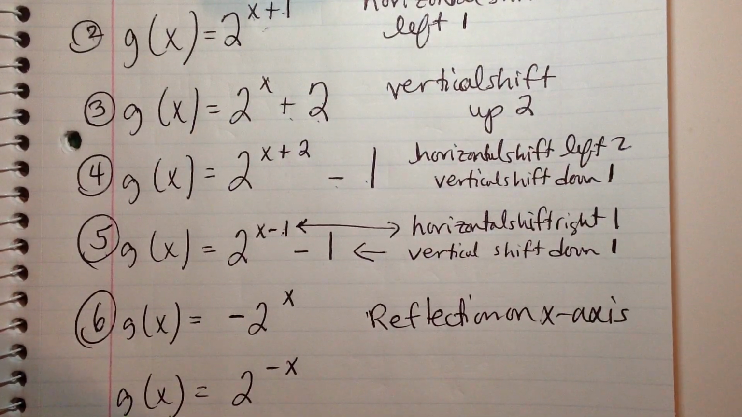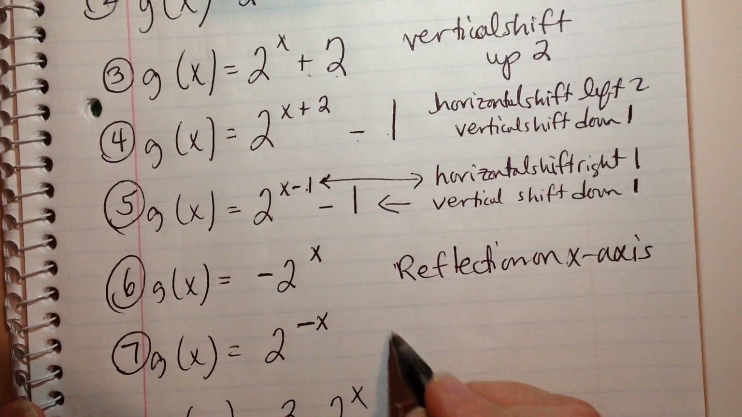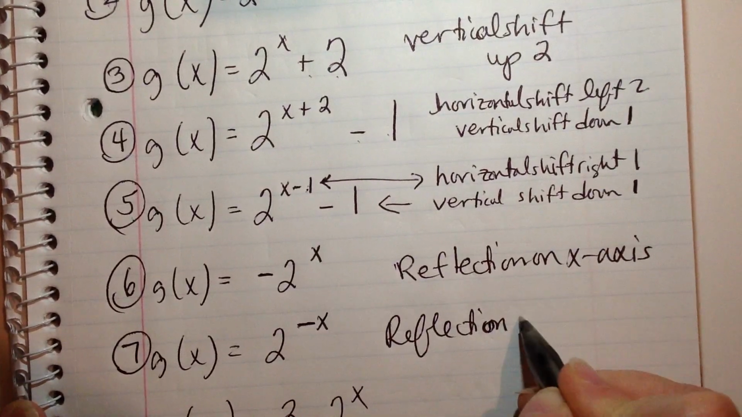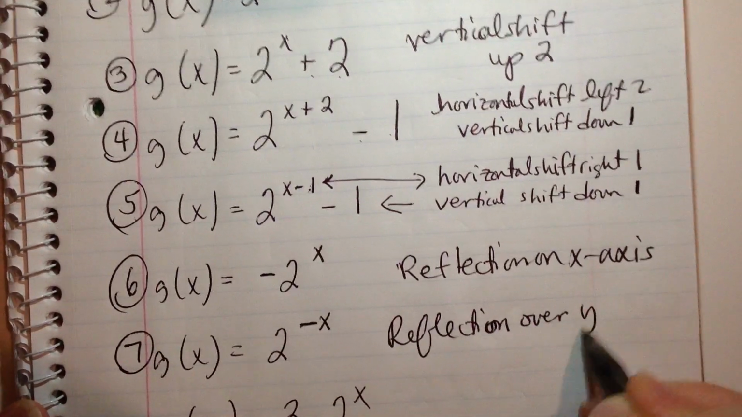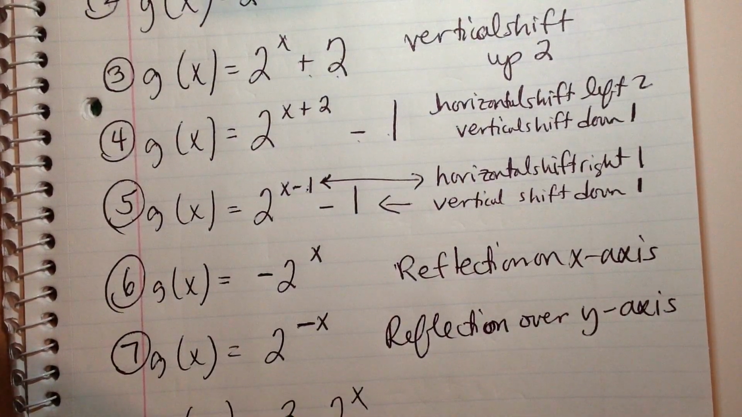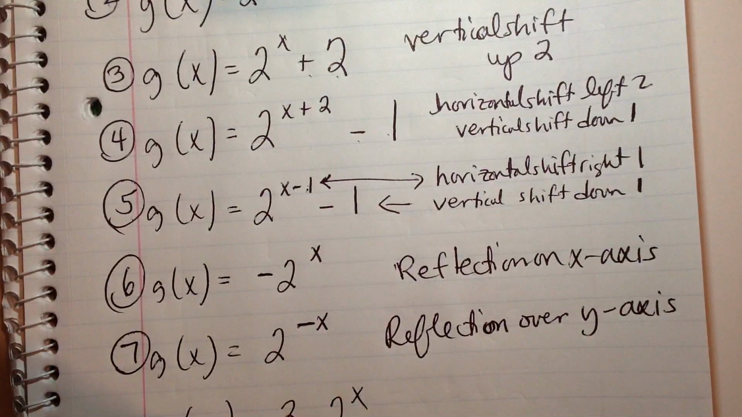So you would take every point of the original parent graph and you would reflect it over the x-axis. Looking at number 7, if a negative has been added to the exponent, this is a reflection over the y-axis. So if your original was 2 to the x and you've been asked to graph 2 to the negative x, you'll take every point and you'll reflect it over the y-axis to find your new graph.